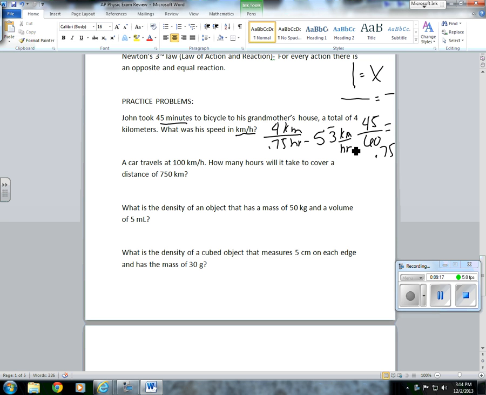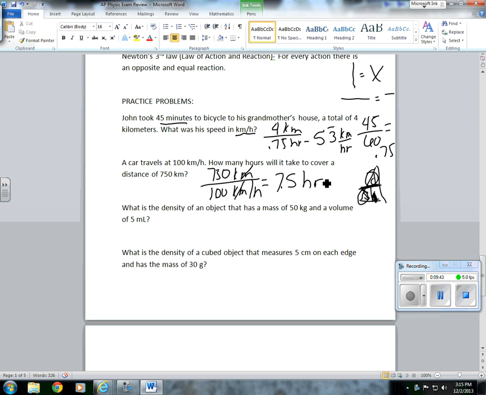A car travels at 100 kilometers per hour. How many hours does it take? Remember, if we use our triangle, speed is equal to distance divided by time. So if we're looking for time, that's distance divided by speed. So we take our distance of 750 kilometers. We divide it by 100 kilometers per hour. That gets rid of our kilometers, and that's 7.5 hours.